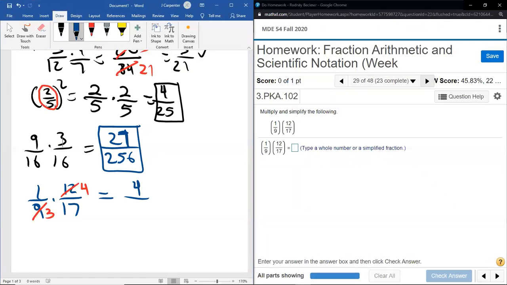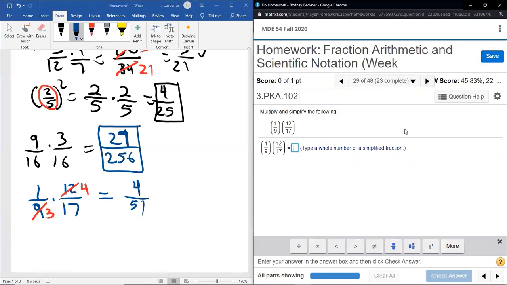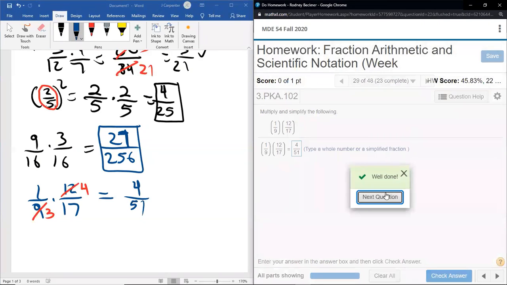3 times 17, that's 17, 34, 51. 3 times 17 is 51, not 57. So 4/51, and we get it.